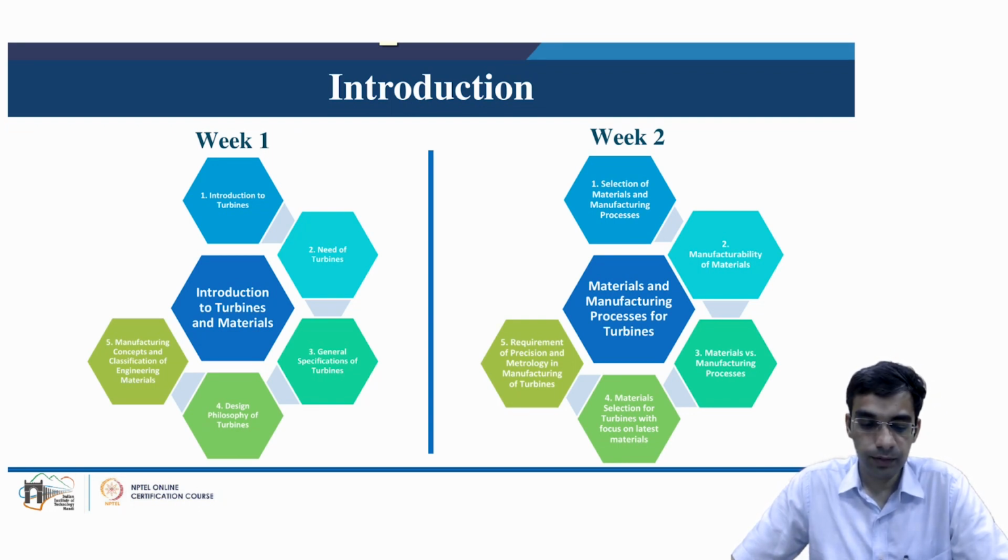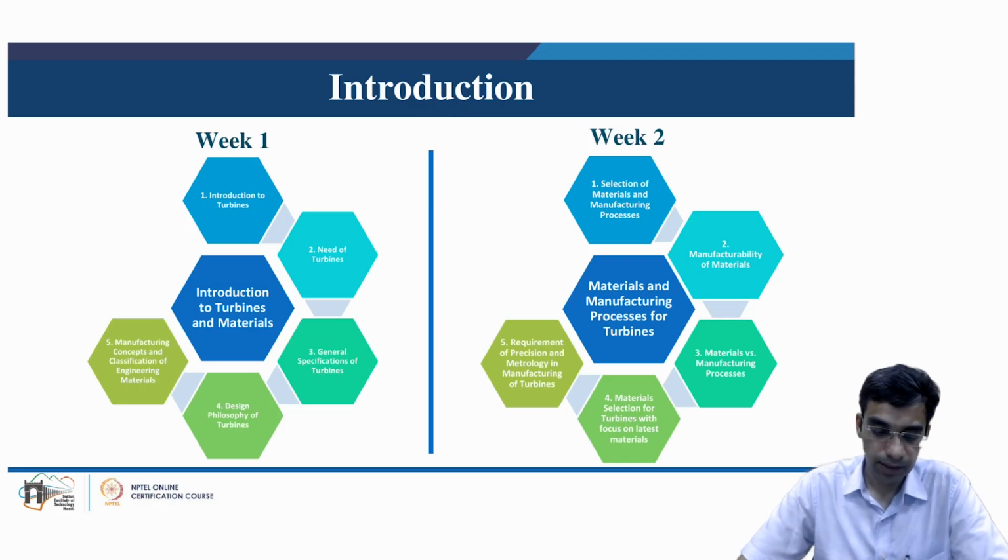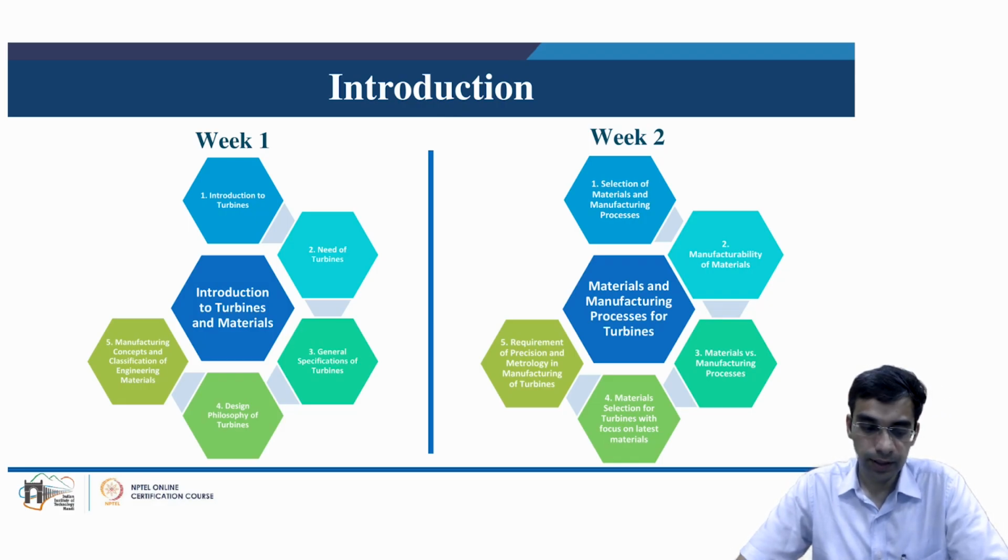So in the first week we will look at the introduction to turbines. Then we will see the need of turbines, what are the general specifications of these turbines, and then what is the design philosophy that goes into designing these turbines. And subsequently we will look at the manufacturing concepts and classification of engineering materials which are connected to the design philosophy of these turbines. In week 2 we will look at selection of materials, manufacturing processes, manufacturability of materials.